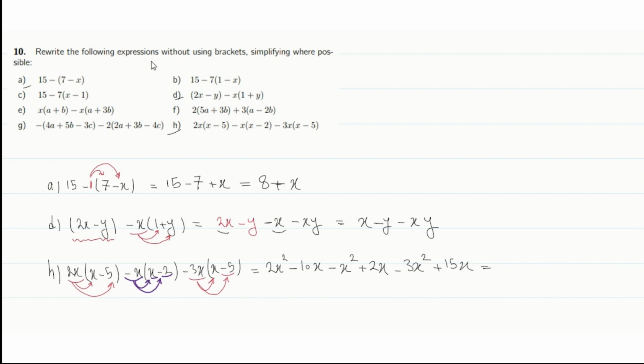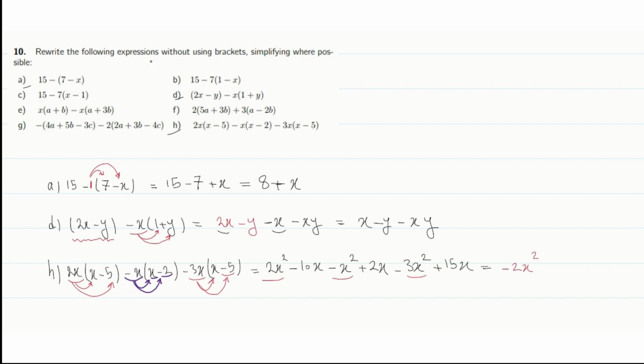As you see in here, we have the x squared terms in here. So we have to combine these terms. So we have 2, negative 1 and minus 3 in here. So it would be 2 plus minus 1, which would be equal to 1. 1 minus 3 would be equal to negative 2x squared.